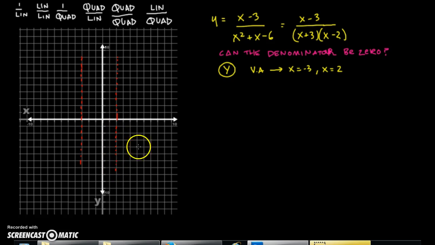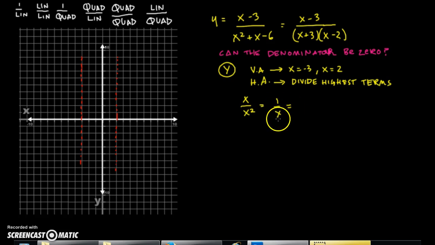Now, what else can I figure out? Well, I've got my horizontal asymptote. And once again, I'm doing it in the same way I did before. I'm dividing the highest terms. And what is this going to look like in this case? Well, it'll be x divided by x squared. Well, that equals 1 over x.